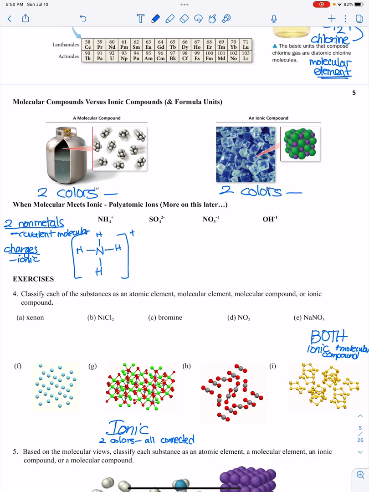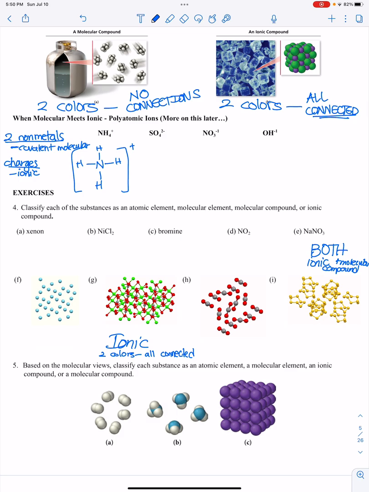Just to simplify or summarize, a molecular compound and ionic compound, both of them would have 2 different colors. But as you could see, for a molecular compound, there'd be 2 colors with no connections between particles. And an ionic compound would have 2 colors where they would be all connected between particles.